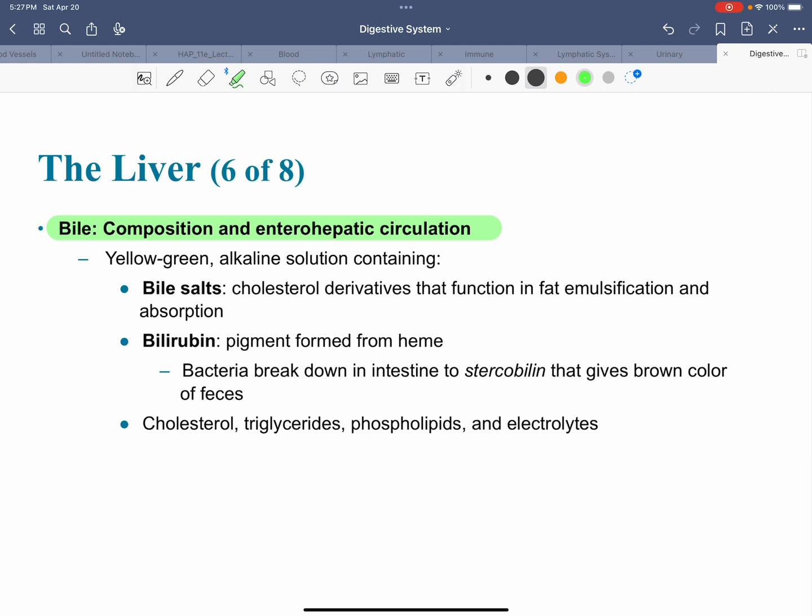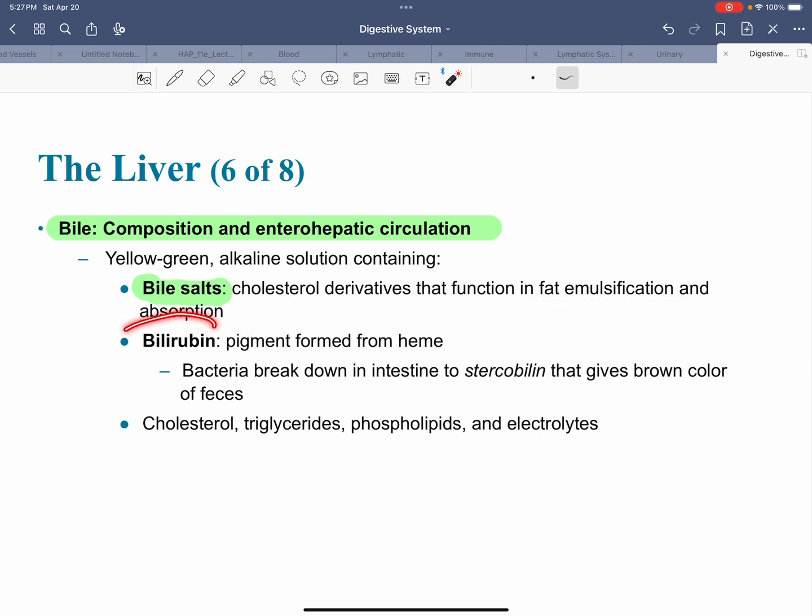Now, what do we find in there? Some of the main components are the bile salts. The bile salts are actually derived from cholesterol, and they play a very important role. They function in the emulsification of fat, and this is of course very important for the absorption of fat.